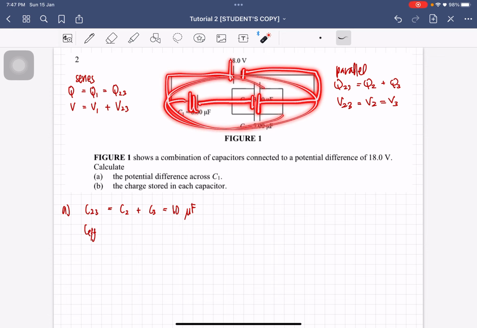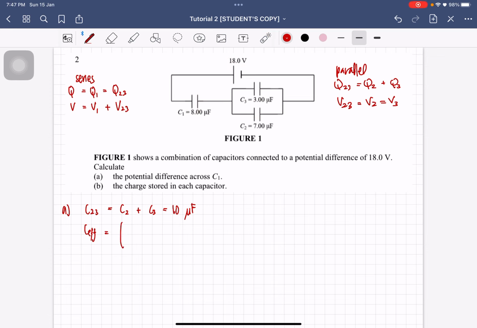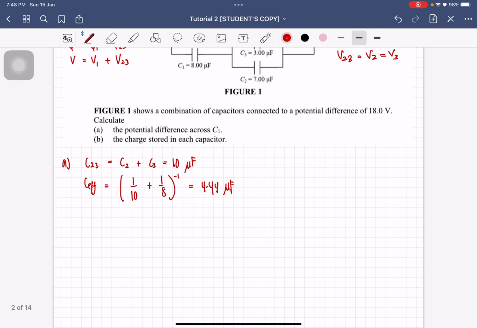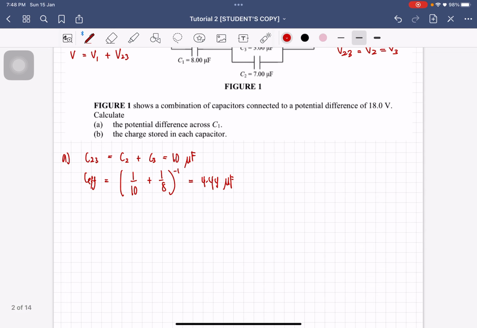So this is a series circuit. That is going to be 1 over 10 plus 1 over 8, all to the power of negative 1. To the power of negative 1 is basically 1 over the answer of this. So this is going to be equal to 4.44 microfarad.